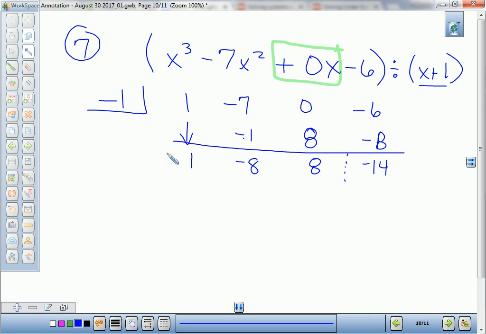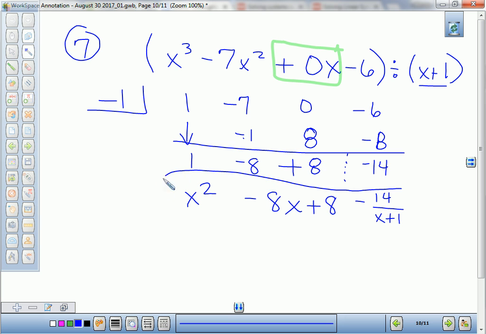Okay, so now what we write as our answer is, this is our remainder part, so it has to go over the divisor. And then this is our plain old number. This one has a single x, and this one would have an x squared. So, if there's no sign in between the two, it's a positive. And that's my answer.